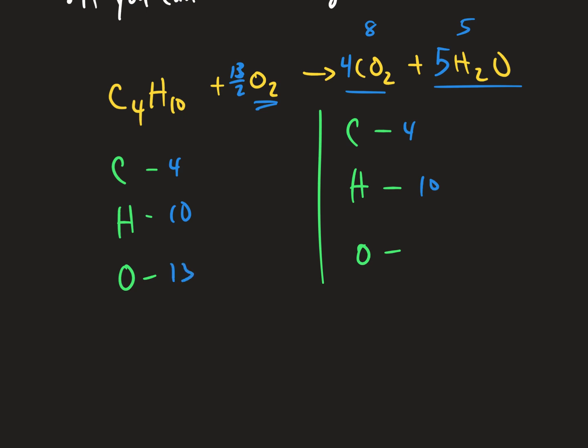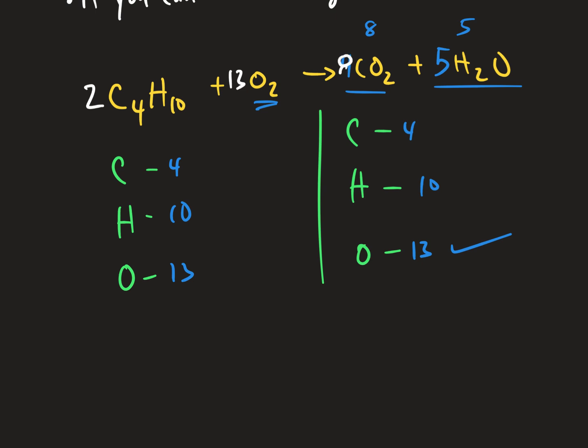sides. It's balanced, but it's not good enough. We cannot have a half a molecule, half an atom, half a whatever. So we got to multiply everything by 2. Put a 2 right there. We're going to change this to be 13, because 13 halves multiplied by 2 is just 13. Good? Do we all understand this? If you don't, please let me know, okay?